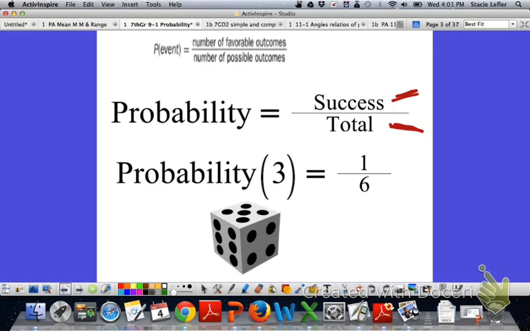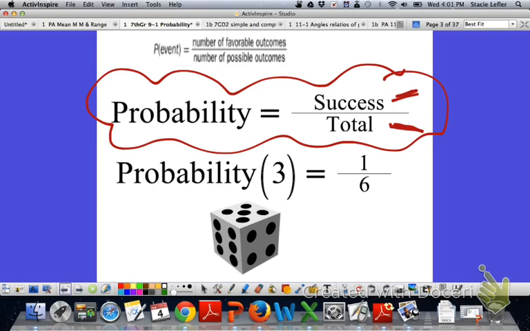Here I call it total. So we can remember this: probability is found by success over total, or success divided by total. For example, the probability of getting a 3 on this dice right here would be one chance of getting a 3, so that would be like one success, or you win if you land on a 3, out of 6 total numbers. So the probability of getting a 3 would be 1/6, or 1 out of 6.